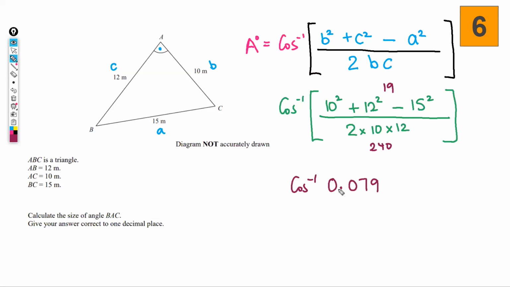So when we get this, then we do what? Press second function cosine 0.079. And we're going to get 85.47 degrees. Just to keep it simple, 85 point anything, but you must have that 85, right?